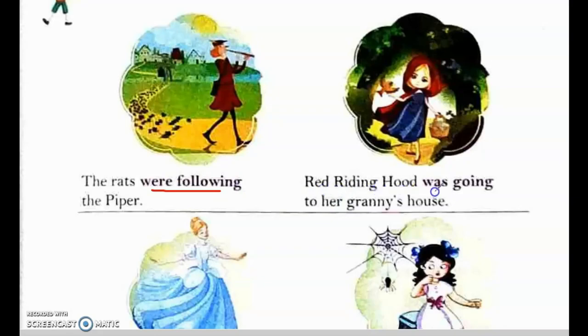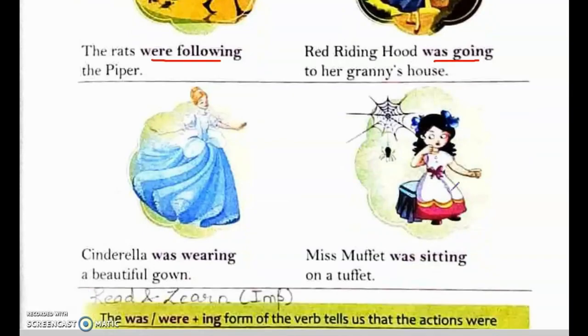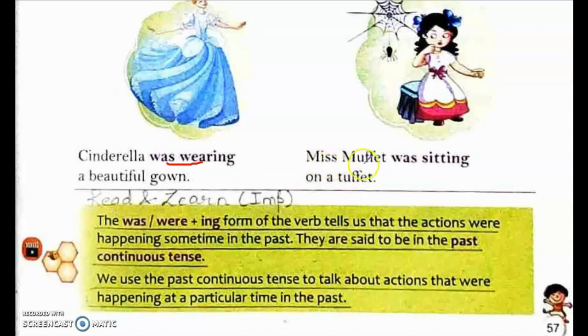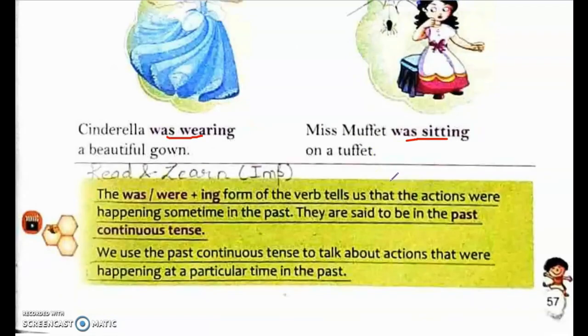Now let us see the second one. Red Riding Hood was going to her granny's house. So was going is the highlighted words. Third one, Cinderella was wearing a beautiful gown. Miss Muffet was sitting on a tuffet. Now let us see this green box here. And as I have already told you that this green box is very important, you have to read, understand and learn it.